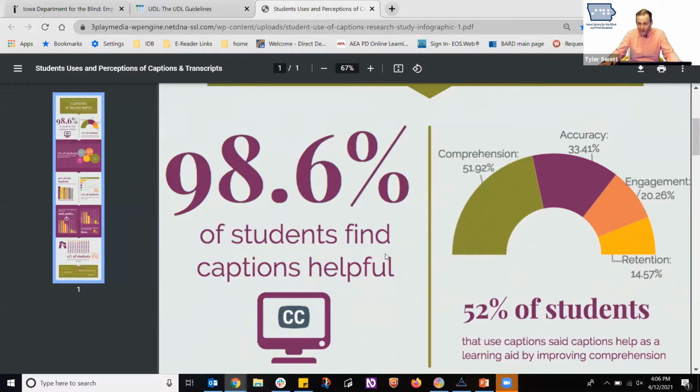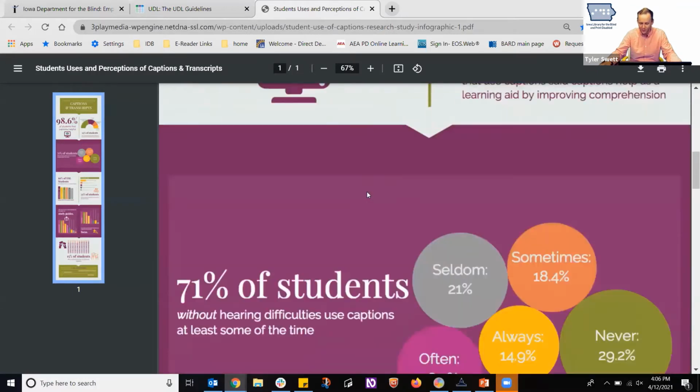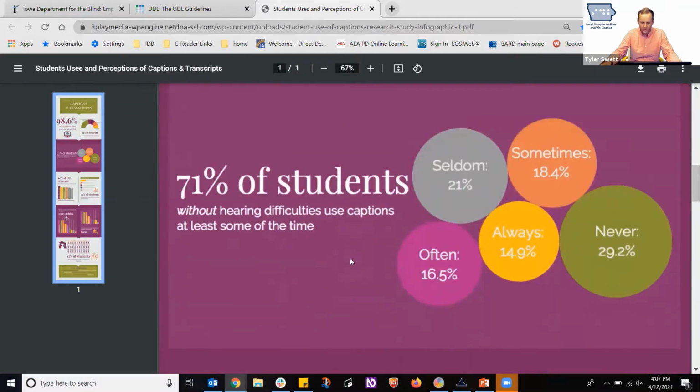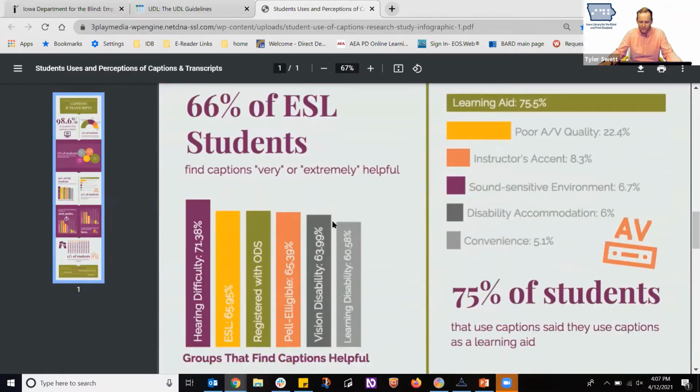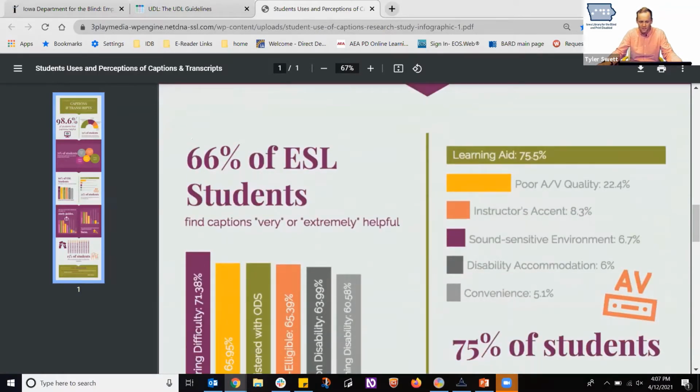Now, when you think of captions, mainly you're thinking of the hearing impaired. That's 100%. Deaf and hard of hearing is who captions were sort of made for. But it is interesting when you look at it, 98.6% of students found them helpful. And it dives into it a little bit deeper. It's how often they're using captions, with a good chunk of them using it some of the time. I mean, 71% using it some of the time is not a small number, even if they're only using it sometimes. It shows you how everyone can benefit from something as easy as captions.